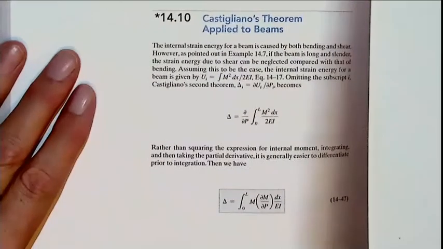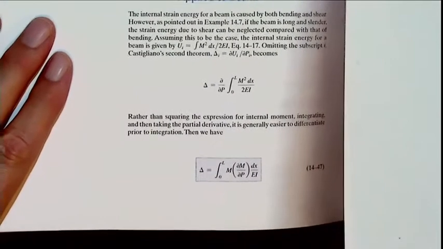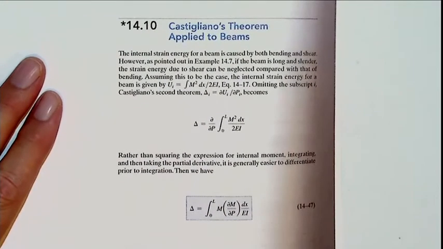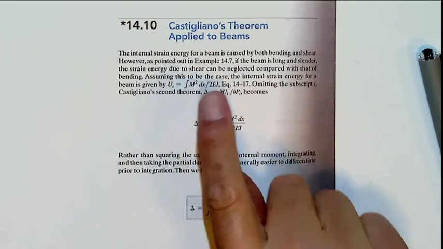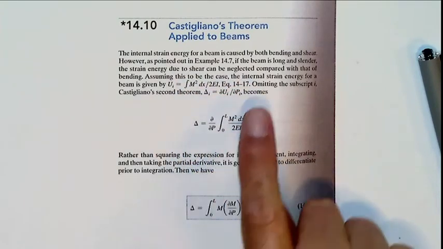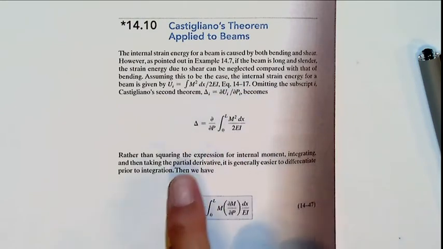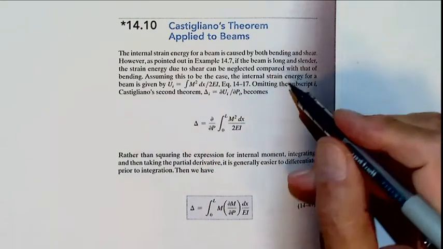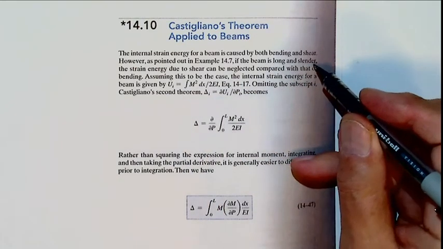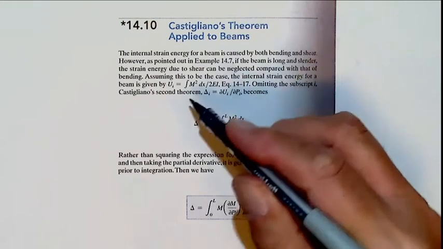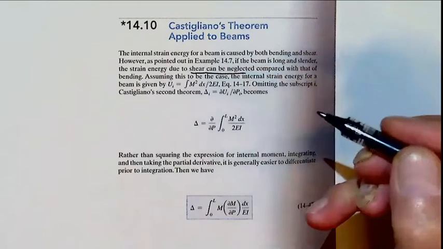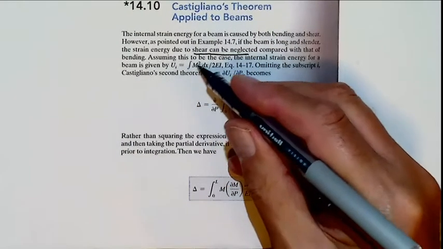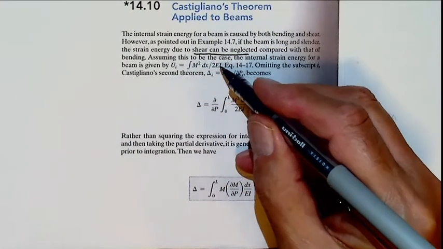Okay, Castigliano's theorem we would like to apply to the beams. The internal strain energy for the beam is caused by both bending and shear. However, as pointed out, the beam is long and slender. If the beam is long and slender, the strain energy due to shear can be neglected. So therefore, strain energy will be the integral of moment squared dx over 2EI.